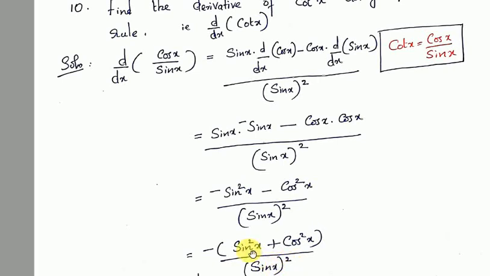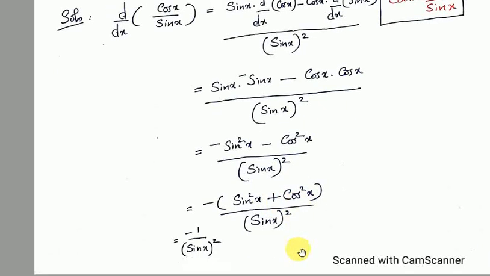What is sin square x plus cos square x? By the trigonometric identity, you know that sin square theta plus cos square theta equals 1. So what is sin square x plus cos square x? Which is equal to 1. So minus 1. How can we get minus 1? Minus into sin square x plus cos square x is 1, that is minus into 1. That is minus 1 divided by sin x the whole square.